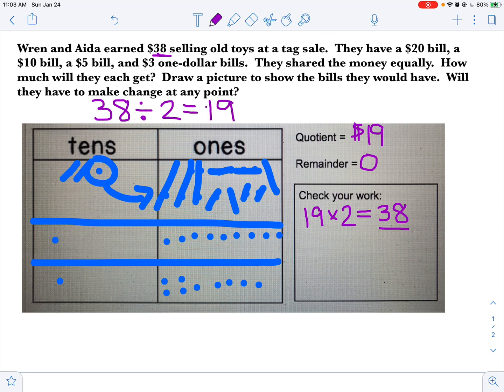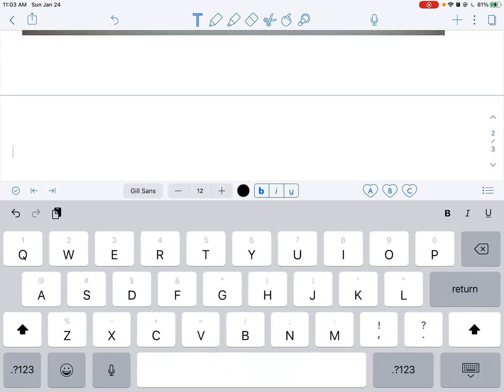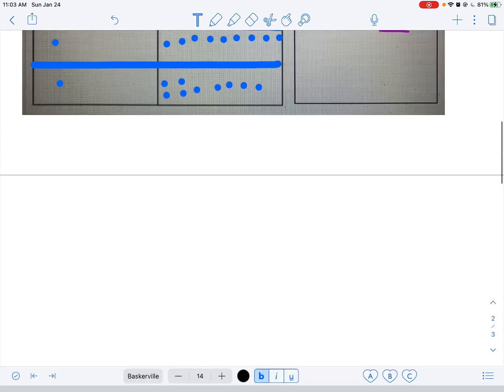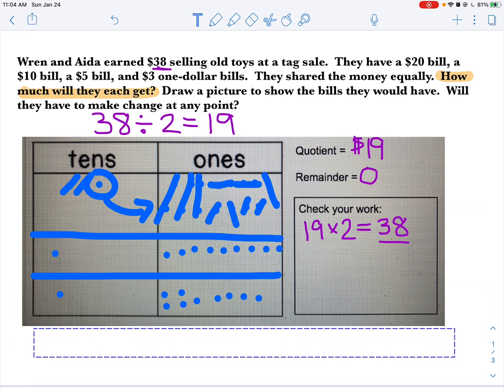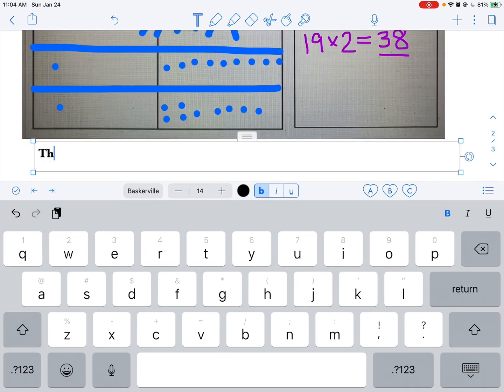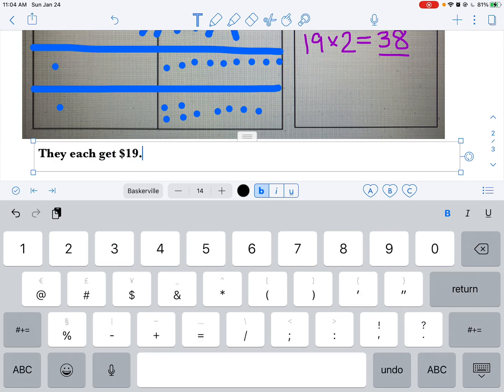All right, so now we've figured out that Ren and Ada each get $19. Now clearly with the bills they got, the 20, the 10, the 5, and 3 1s, there isn't a way to make 19. So look at your question. It says they shared the money equally. How much will they each get? We've gotten that. Let's type it in a text box. Okay, so they each get $19, right? Making sure I have my unit.